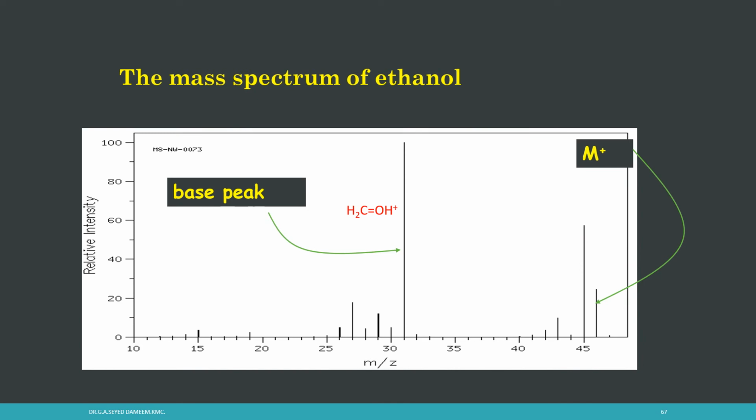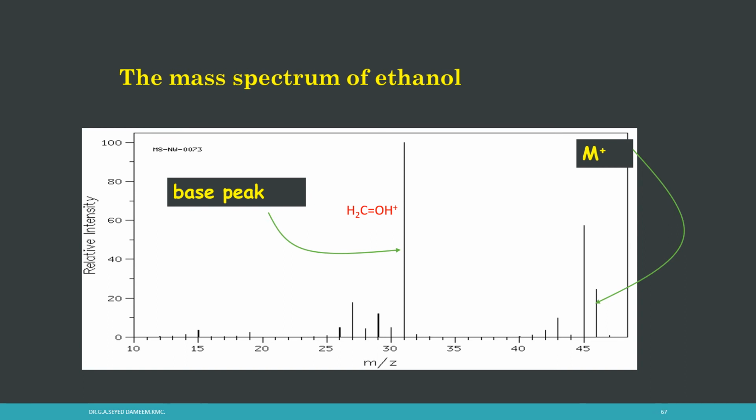This slide shows the mass spectrum of ethanol. It gives a molecular ion peak at m/z 46, and another peak at m/z 45 due to loss of a hydrogen radical. By the loss of a methyl radical from the molecular ion, it gives a peak at m/z 31, which corresponds to the ion CH2=OH+.